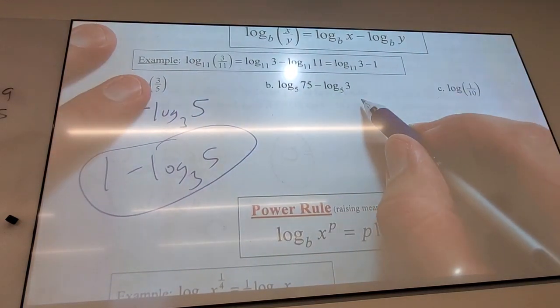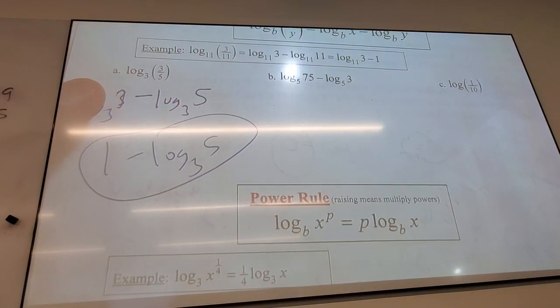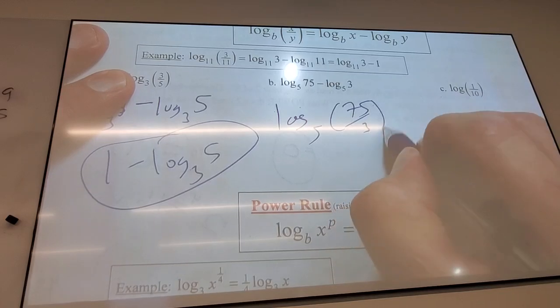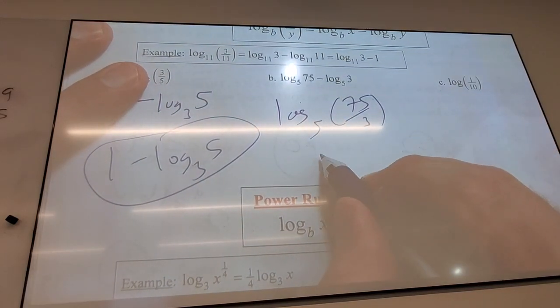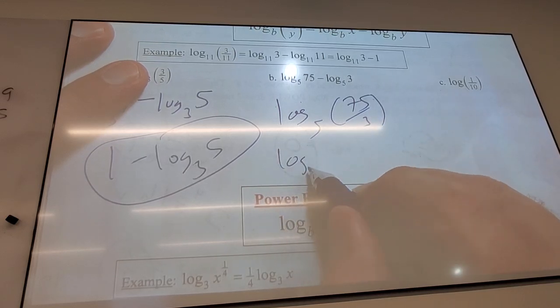Now I'm going to go the other way. So I have the difference of two powers. So what must I have been doing to the things? I must have been dividing. I gotta do this one in two different ways just because. And what is 75 divided by 3? 25. Yeah, 75 cents is 3 quarters.